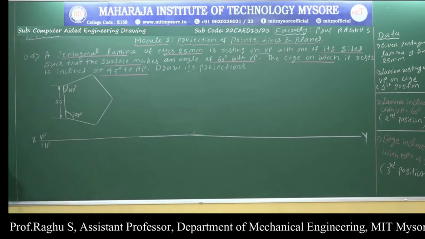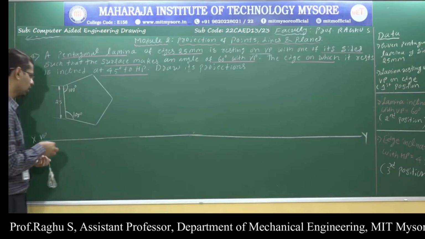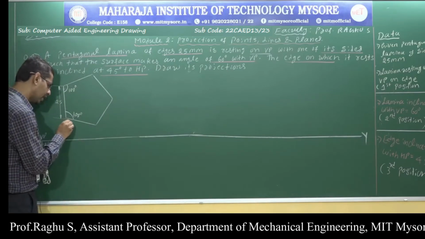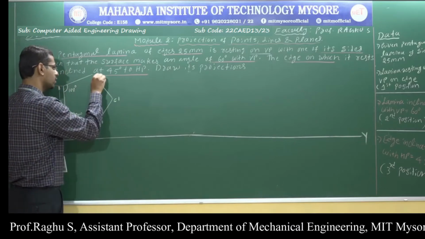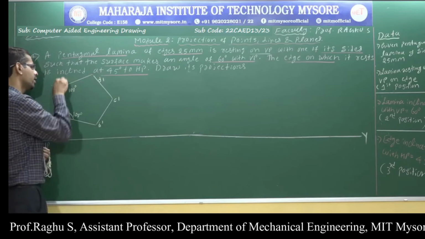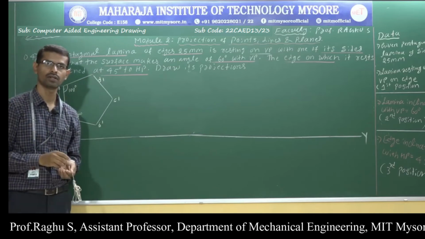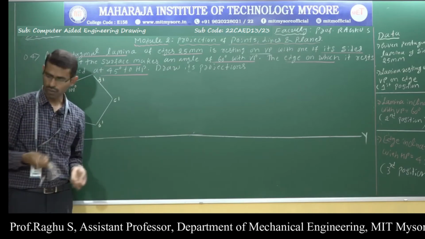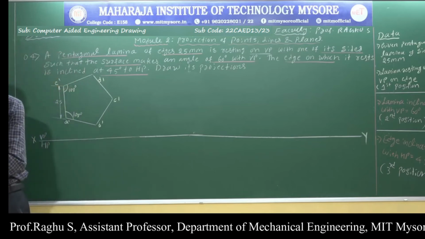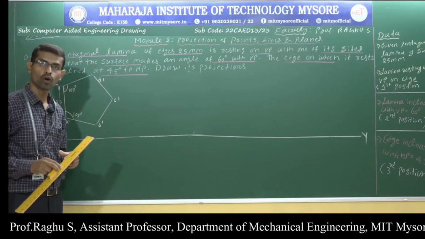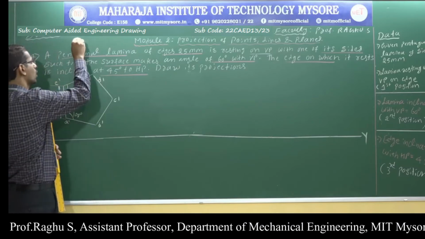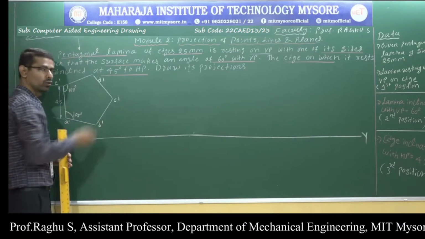Next, do the naming. The front view is indicated by A dash, B dash, C dash, D dash and E dash. Now I have completed the first position front view. Then to draw the top view, this is the direction of view.